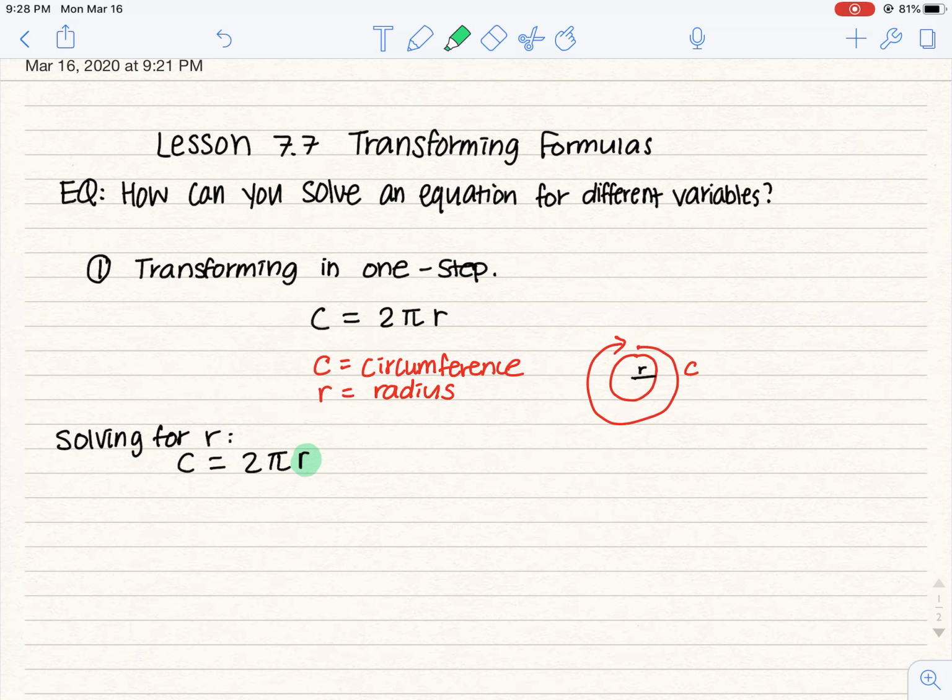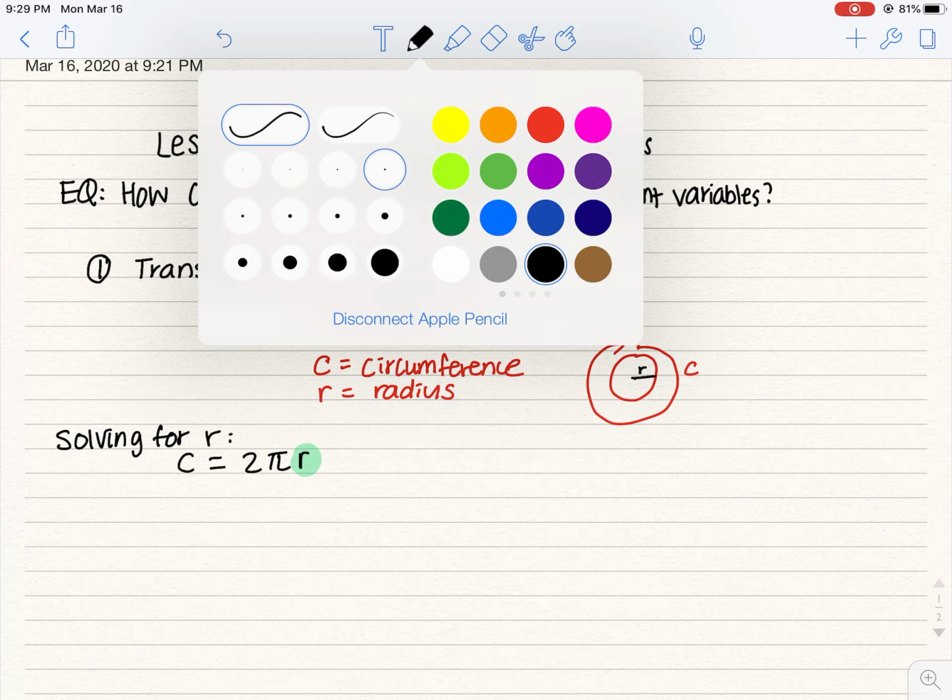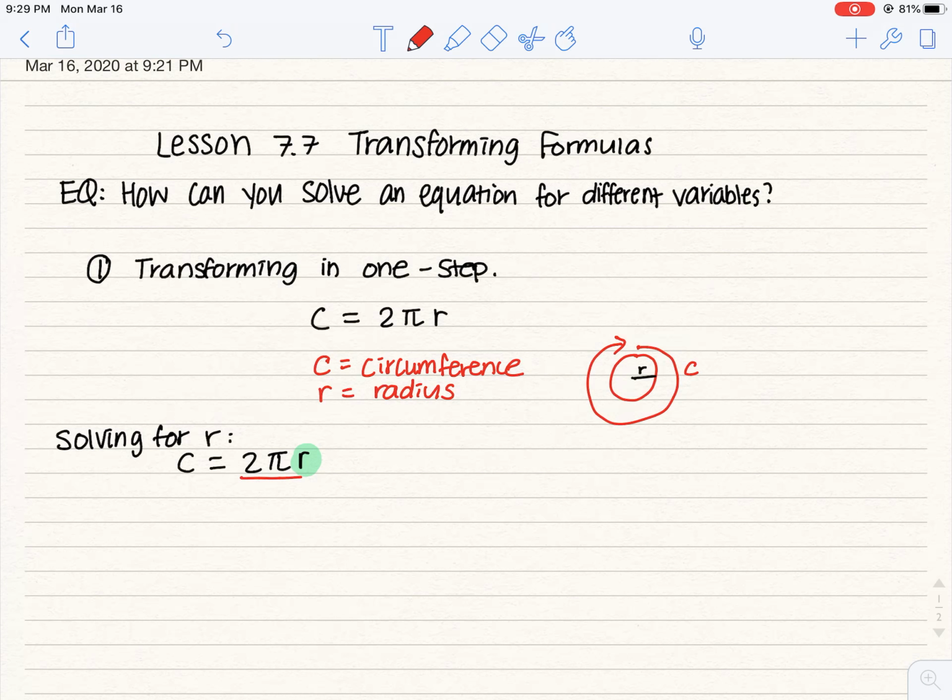So what I'm going to do is isolate the variable, and I'm going to see what I'm doing. In this case, I'm multiplying 2 and pi to r. So the inverse operation is going to be dividing both sides by 2 pi, 2 times pi. Then my equation will be C over 2 pi equals r, or you can just write r equals C over 2 pi.